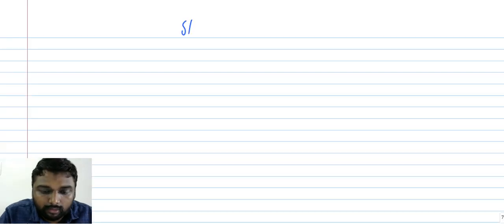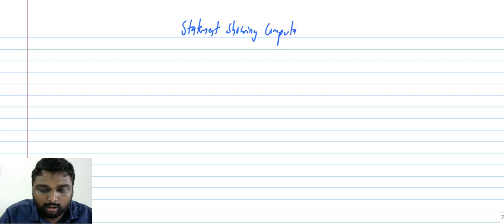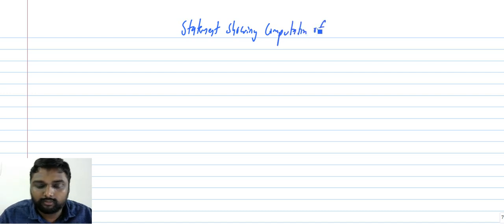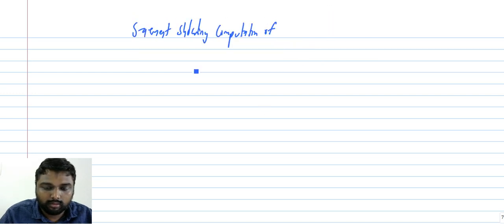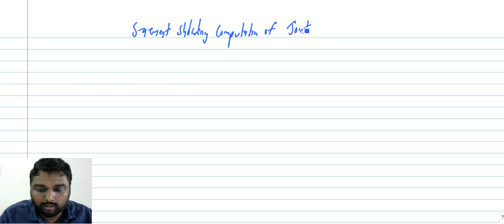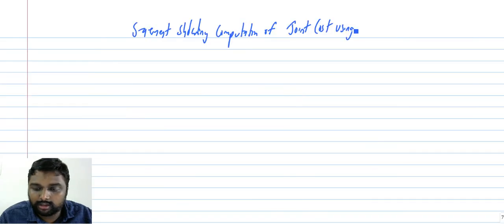So, statement showing computation of joint cost using what method are they using? On the basis of weight.